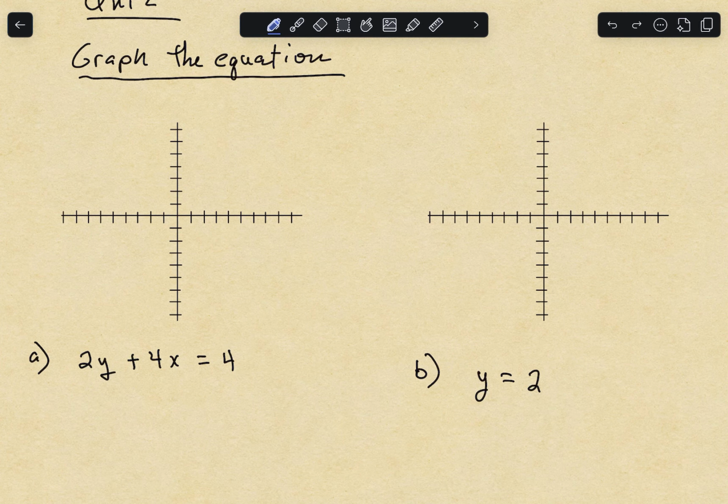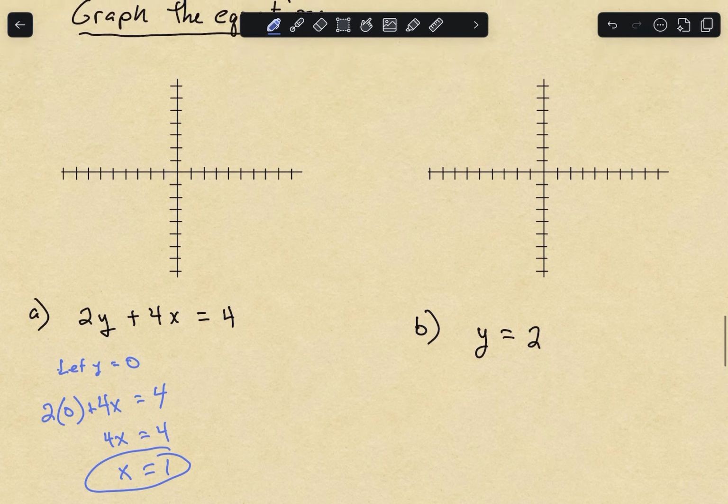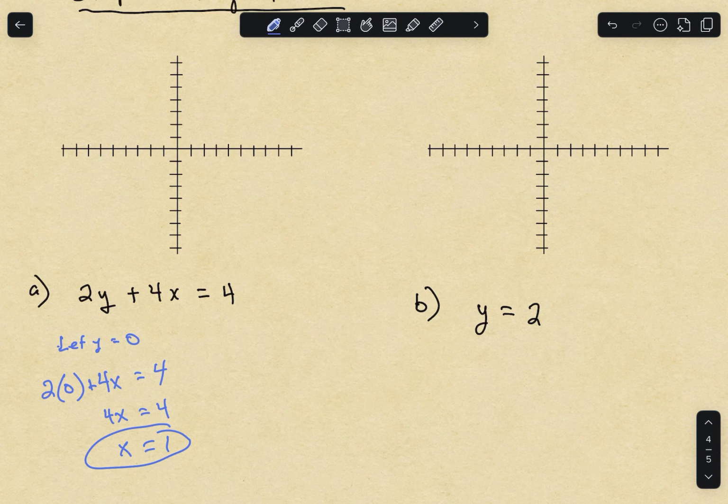Okay, we're back. Now we're going to start with the first one. First one, very easy. I'm going to say let y equals 0. So this becomes 2 times 0 for 2y plus 4x equals 4. So that becomes 4x equals 4, and this becomes x equals 1. Wow, you can't get no easier than that, right? So there's your x portion. So you come up here on the graph, and you plot x equals 1.